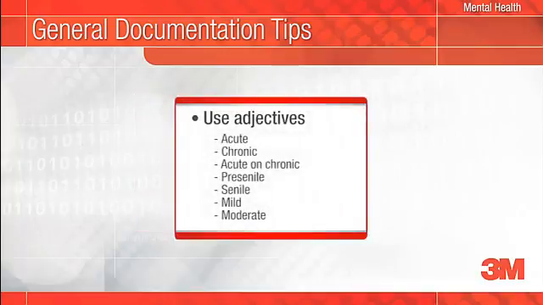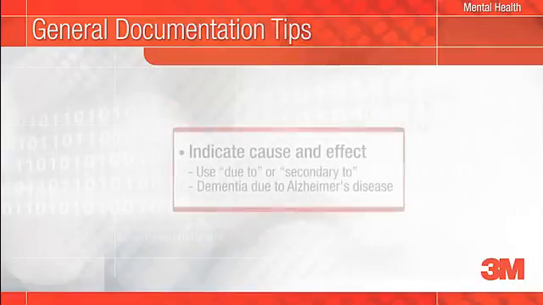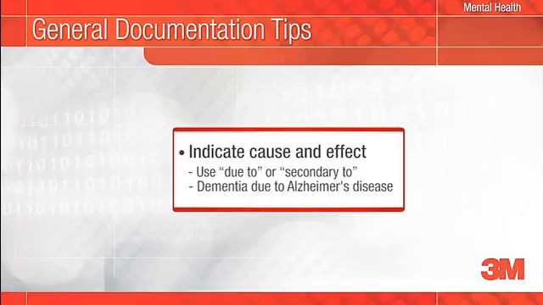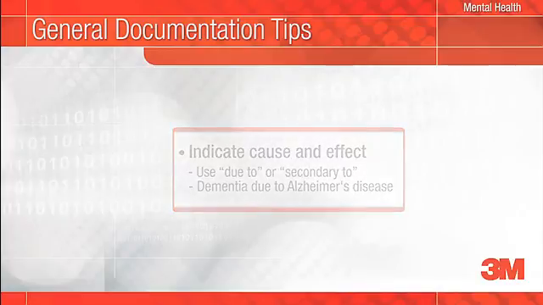Differentiate in your notes whether or not a condition is acute, chronic, or acute on chronic whenever appropriate. For example, document chronic post-traumatic stress disorder instead of post-traumatic stress disorder. Use due to or secondary to indicate cause and effect and to record all conditions the patient may have, such as dementia due to Alzheimer's disease.